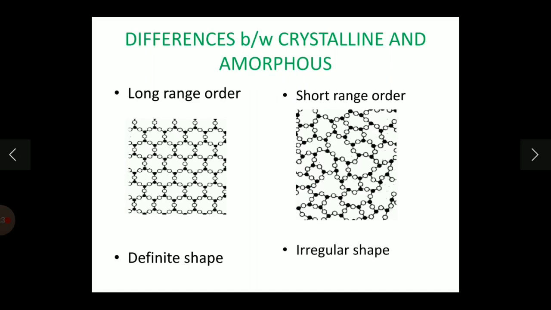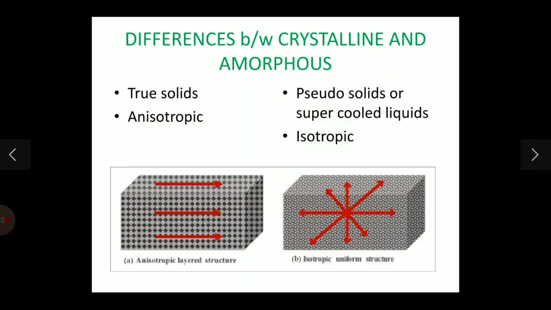The second difference: crystalline solids have a definite shape and amorphous solids have an irregular shape. You can pinpoint the shape of crystals, like cubic, rhombohedral, hexagonal. But for amorphous solids, you cannot pinpoint the shape. It has an irregular shape, somewhat like powder. Another difference is that crystalline solids are considered to be true solids. Amorphous solids are considered to be pseudo solids or supercooled liquids. Pseudo solids means false solids.